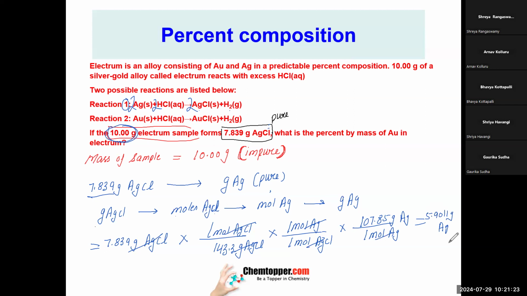So now you have the grams of silver in the given sample. The other element is gold. So how many grams of gold are there? You know how much silver is there, right? So can you give me the grams of gold? Okay. So the grams of gold is 4.0989 grams in the given sample, right? So what's the percent of gold?